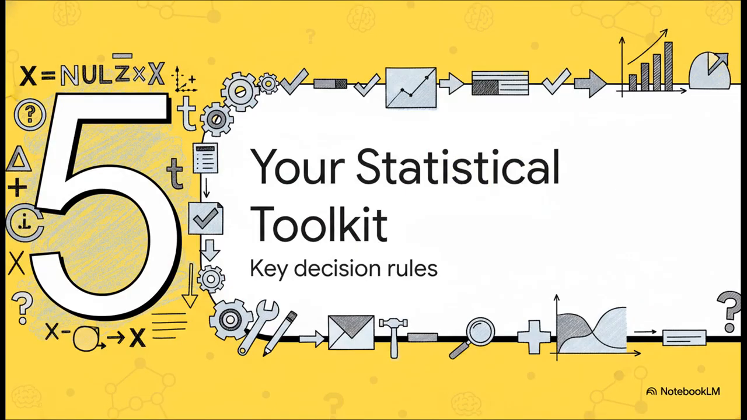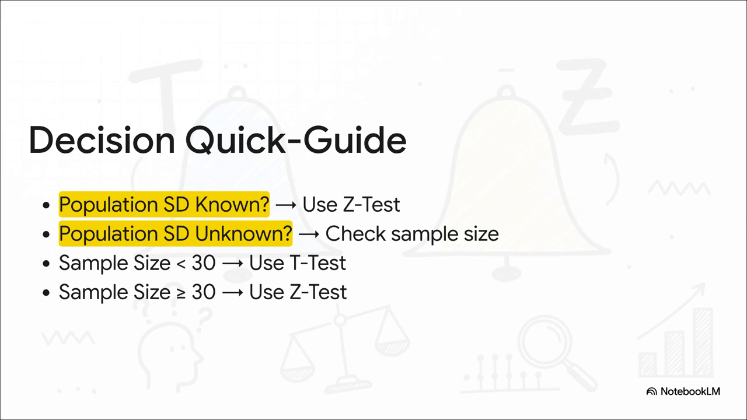All right, let's wrap this all up. It's time to pack your statistical toolkit with the final key takeaways so you're ready for your next analysis. Here it is, your quick guide. If you somehow know the standard deviation for the whole population, which almost never happens, go with a z-test. If you don't know it, which is pretty much always, then you look at your sample size. If it's less than 30, the t-test is your champion. If it's 30 or more, the z-test is a totally reliable and often simpler choice.